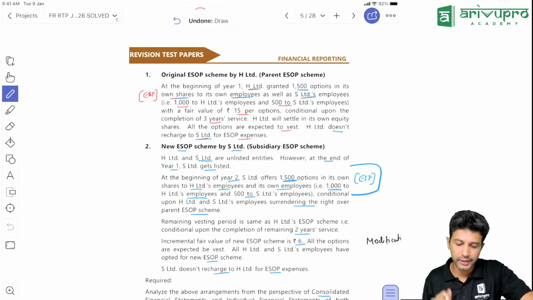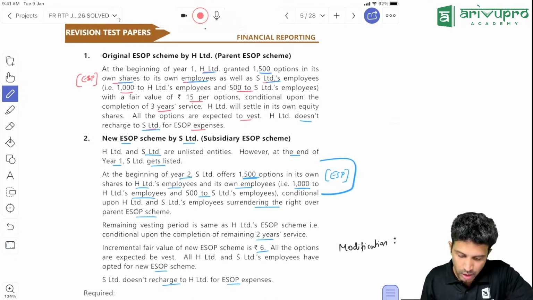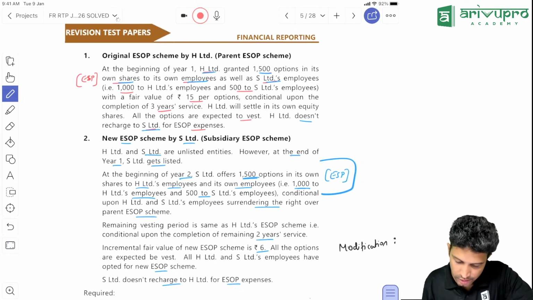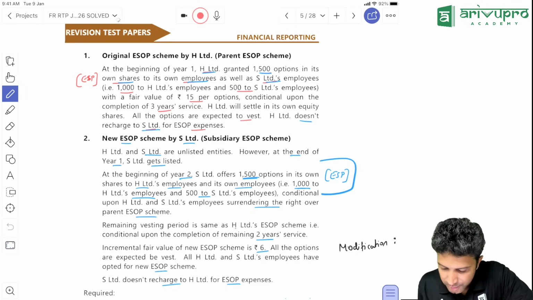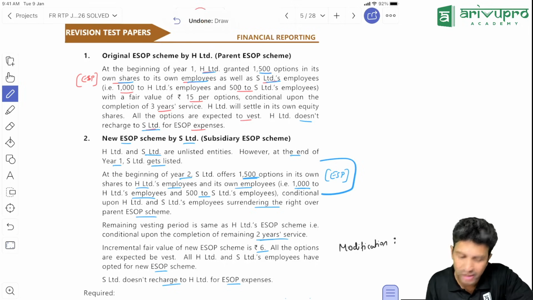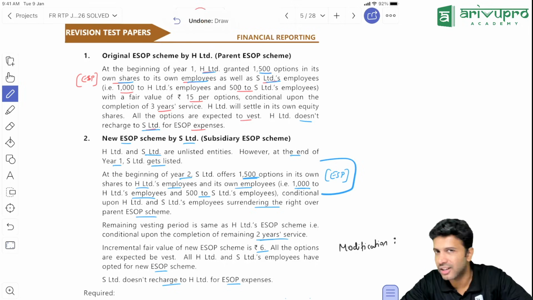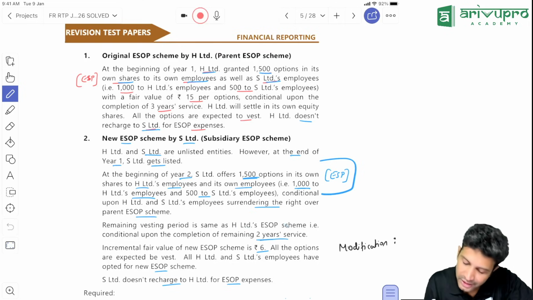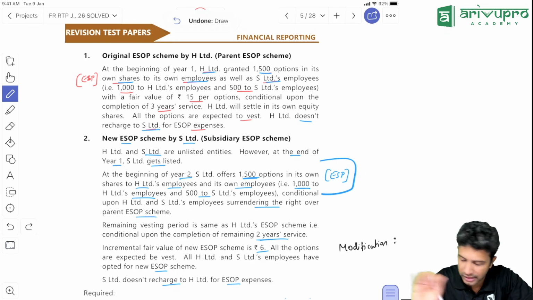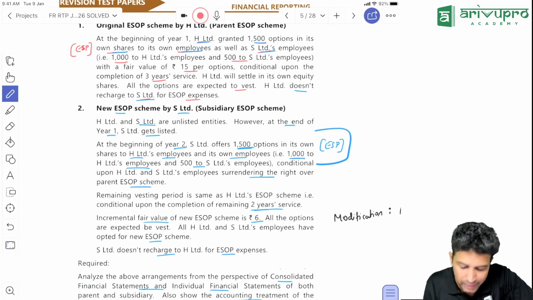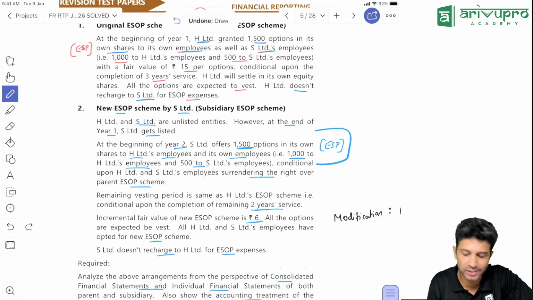Now they've given further data. Check what that is. Okay, this is done. Remaining vesting period is same as H Limited's ESOP scheme, that they did not change. Originally the vesting period was 3 years. 1 year is already passed, so remaining is 2 years. That is still the same. No change in that. Incremental fair value of the new ESOP scheme is 6 rupees.